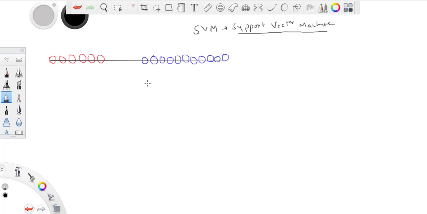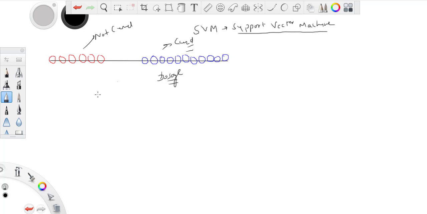Hi everyone, today we are going to talk about SVM or support vector machines. Let's say I have these data points. I have a few reds over here and a few blues over here. Let's say these are doses, how much dose was given to a particular person and whether they were cured or not. Let's say this represents not cured, and this is for cured people.